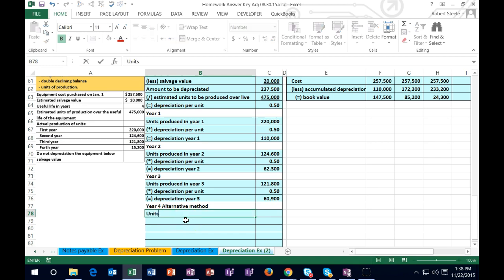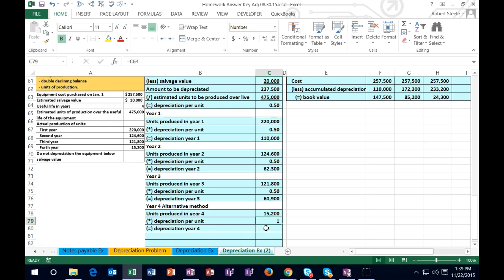So we're going to have the units produced in year 4, and we see that there are 15.2 units to be produced. Then we're going to multiply that times the depreciation per unit as we have in the past, that number being 50 cents per unit. And that will give us the depreciation for year 4. So we're going to post that out.